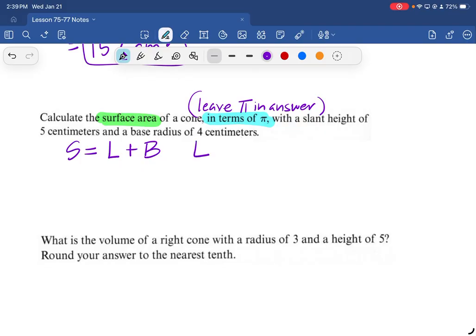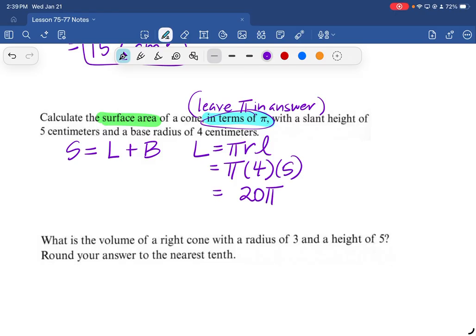So, let's start with the L, which we know now is pi r L, slant height, cursive L. And let's plug in what we need. So pi is 3. Oh no, we're going to leave pi in the answer. We're going to just leave it as pi because they said in terms of pi. The radius is what? 4. The slant height is 5. So we have a lateral area of 20 pi. We're going to save that. Put it here.